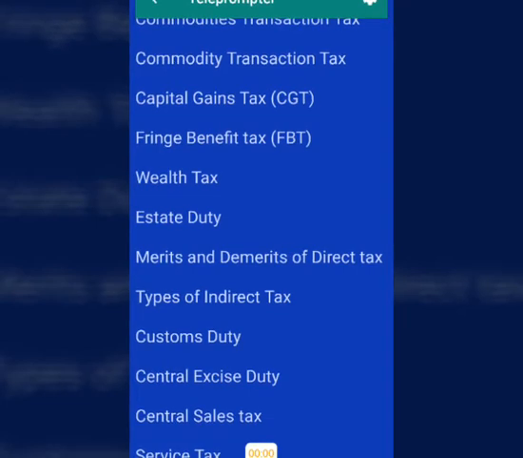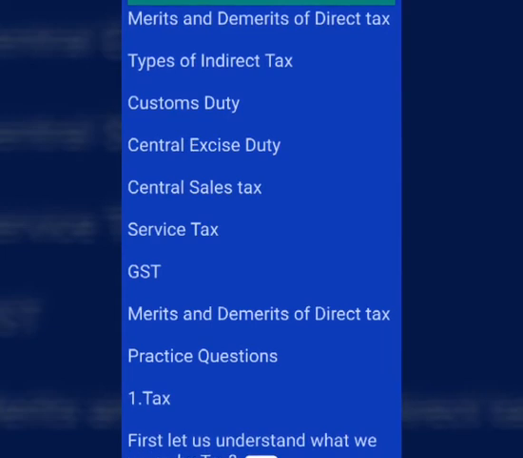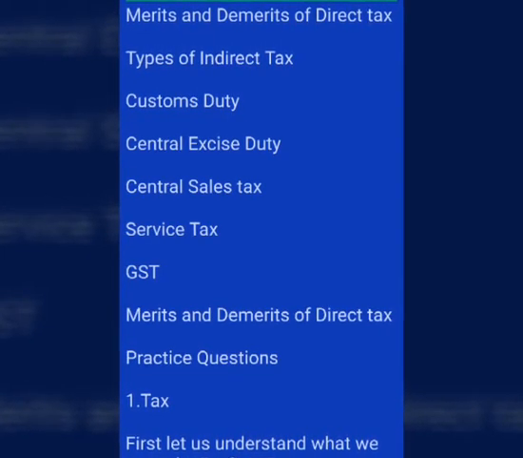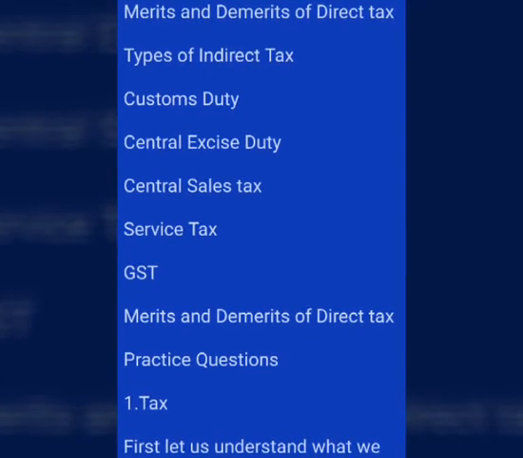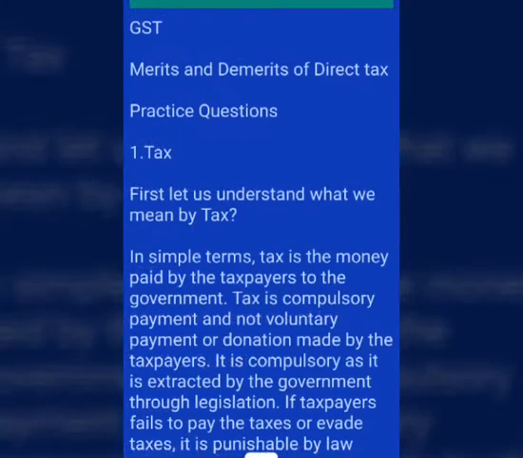In simple terms, tax is the money paid by the taxpayers to the government. Tax is a compulsory payment and not a voluntary payment or donation made by the taxpayers. It is compulsory as it is extracted by the government through legislation. If taxpayers fail to pay the taxes or evade taxes, it is punishable by law.